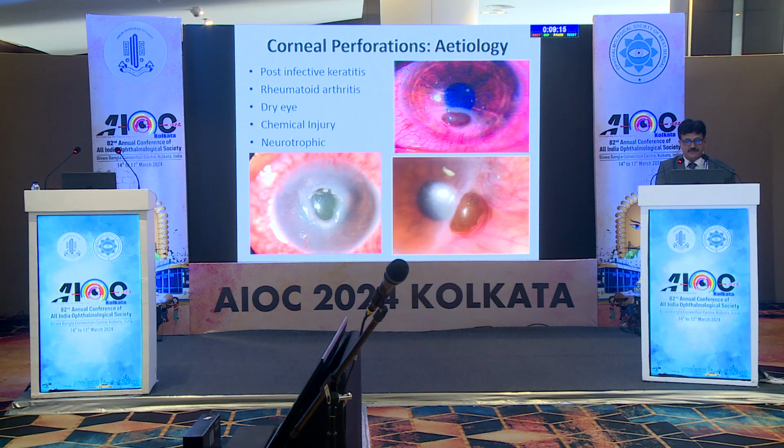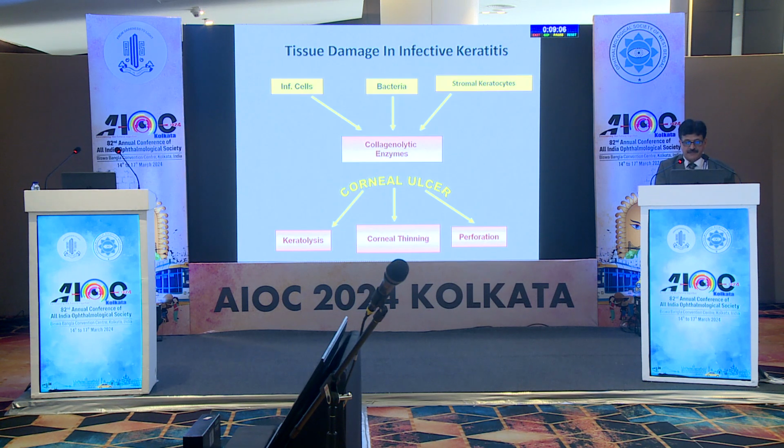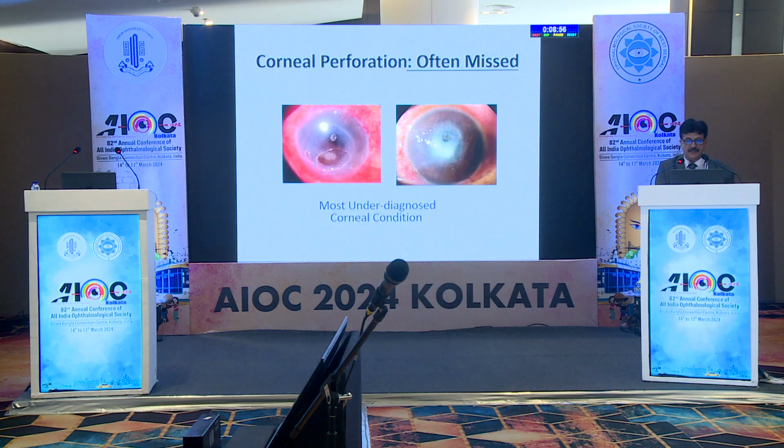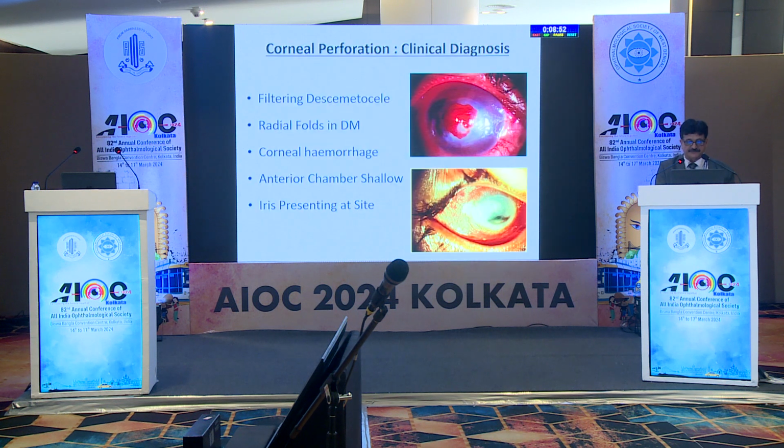These are some of the etiologies of corneal perforations: mostly infective, then non-infective also, dry eye, chemical injuries, and neurotrophic conditions. All disorders which cause tissue loss or collagenolysis cause corneal thinning or stromal loss, and then finally corneal perforation. Believe me, corneal perforation is the most underdiagnosed condition.